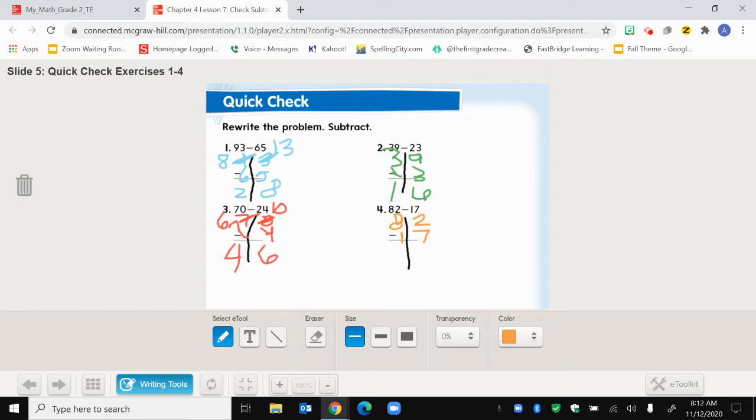So 82 minus 17, if I have 2 minus 7, can I do that? No, I cannot. So I have to borrow from this 8. So my 8's going to turn into 7. And I'm going to add 10 to my 2 to get 12. So now I would do 12 minus 7. Well, if I have 12, 11, 10, 9, 8, 7, 6, 5, right? 12 minus 7 is 5. And 7 minus 1 is 6. So 65.